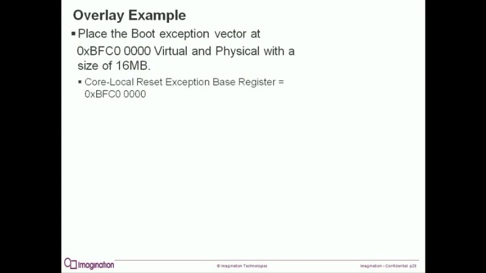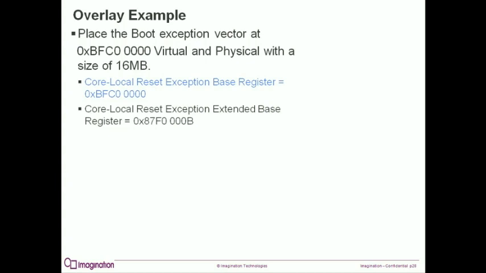The boot exception base field in the core local reset exception base register will be set to BFC00000, which sets the virtual address of the boot exception vector. The core local reset exception base extended register will be set to 87F0000B. Here's how that value is arrived at.